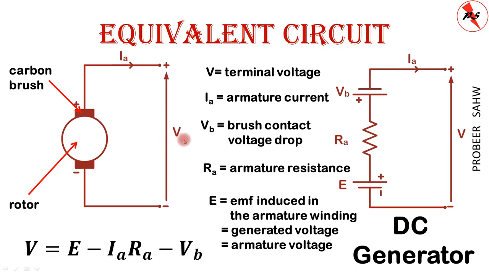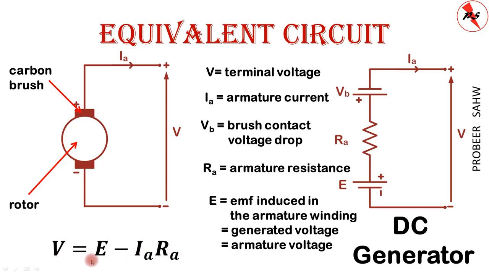This is the armature current and this is the terminal voltage. This is the polarity of the generated EMF. Since the armature current is leaving the positive terminal, this is the representation of a DC generator. Most of the time we neglect the voltage across the carbon brushes because of its low magnitude. So for a DC generator, the equation becomes V = E - IaRa.